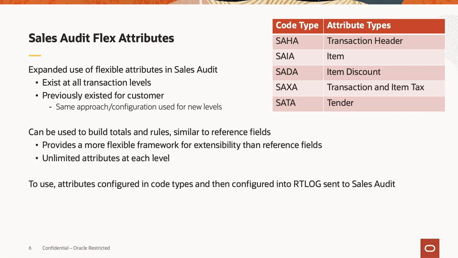However, to better support configuration and remove limitations on the number of reference fields that can be defined, a new feature has been introduced to support adding unlimited custom attributes to all levels of the transaction. This feature will work similar to how the previously existing customer attributes have worked, where you are able to define attributes in a subnode for that transaction component as needed. Like reference fields, these will also be able to be used in totals and rules. The reference fields will also still remain available as in previous releases.